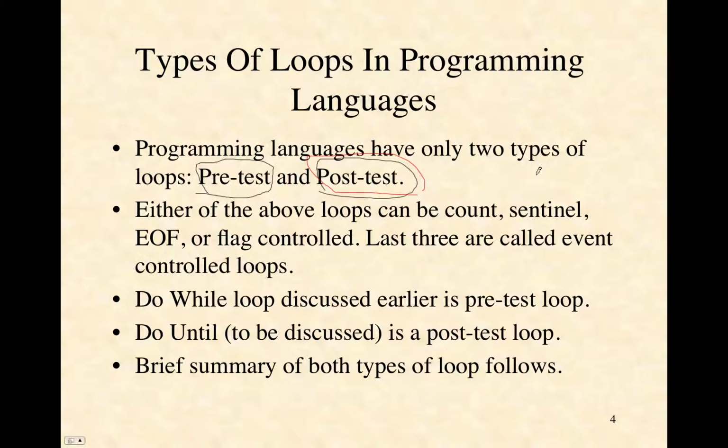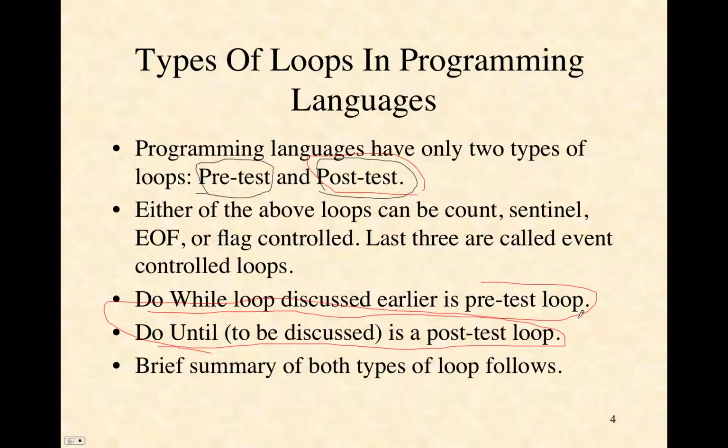And of course, we also define loops as count control, sentinel control, EOF, which is a file type where it's reading a file, or flag control. The last three, sentinel, EOF, and flag, are called event control. So pretest and posttest could be either of these types as well. As I said earlier, the do while I discussed earlier was a pretest loop. Do until is a posttest loop. The for loop that we are going to talk about, which is very useful for arrays, is a pretest loop.